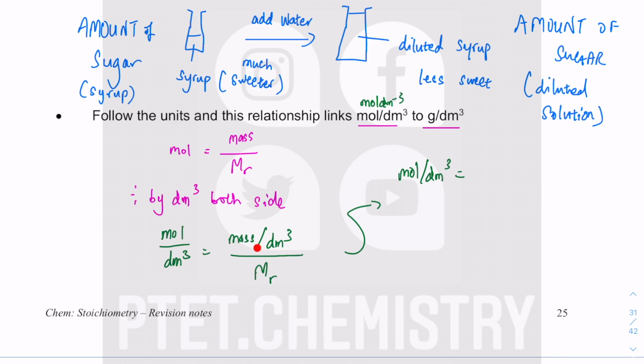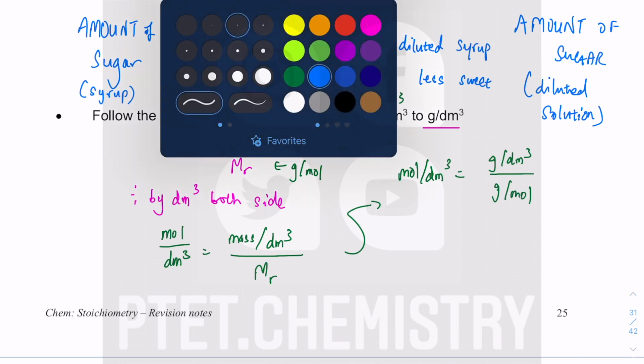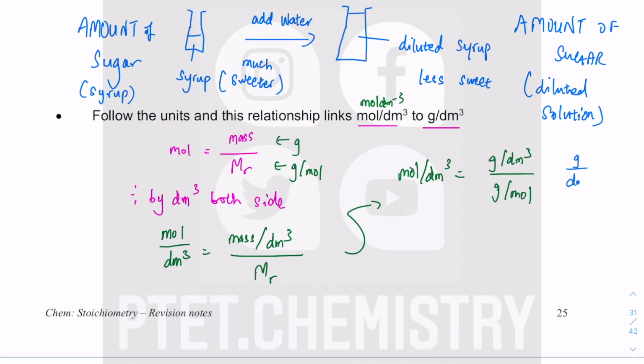Mass is in gram, because this is gram per mole. So what we're doing is gram per dm cube, and on the bottom there's just mR, which is gram per mole. So gram over dm cube divided by gram over mole is equal to gram over dm cube times mole over gram. The gram and the gram cancel, and I'll get mole over dm cube, which is mole per dm cube.